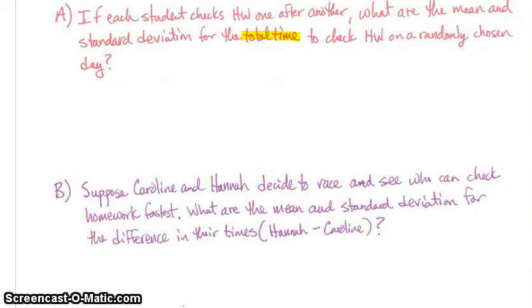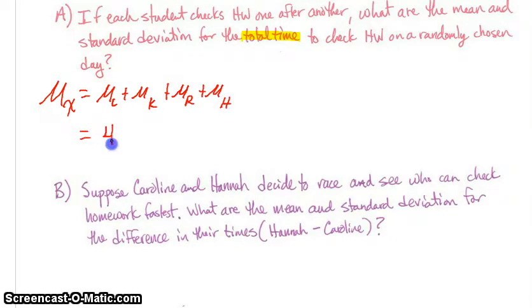That means each of these kids gets combined together. Let's use red to be consistent. So that's equal to the mean of Caroline plus the mean of Kyle plus the mean of Ryan plus the mean of Hannah. I'm hoping you get 4.5 minutes.